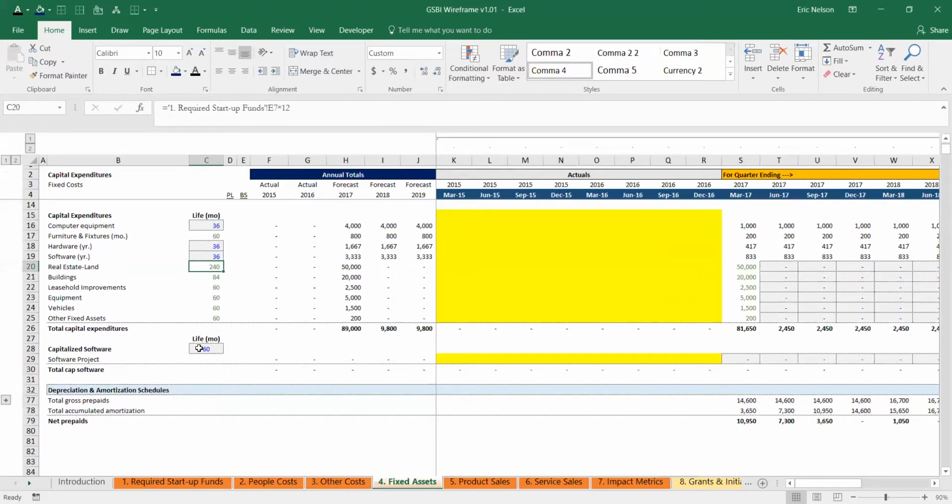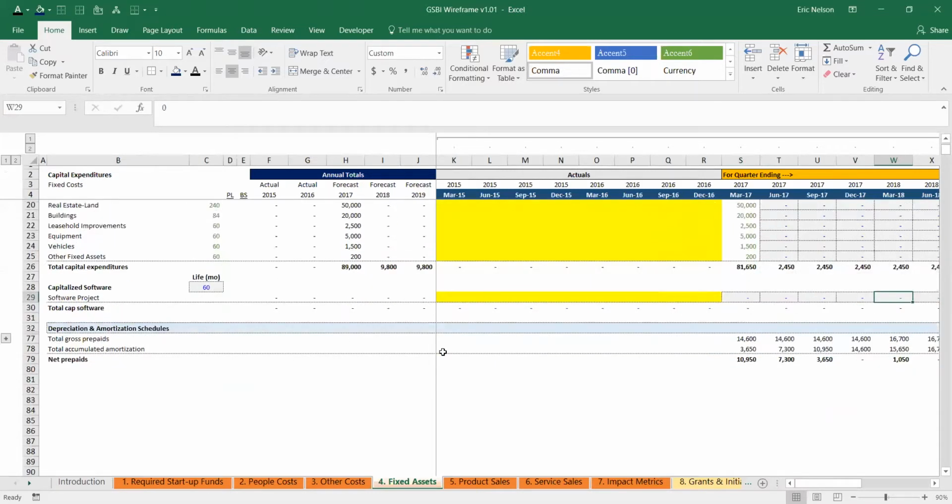Another area that is largely considered an asset that you develop over time are capitalized software costs or software development costs. This is also a chance for you to input these here. Moving forward, different companies will have different policies around capitalized software.